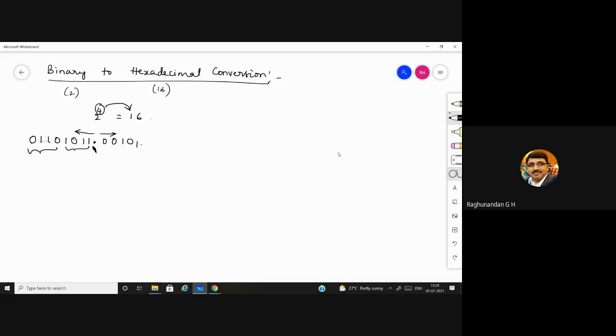Coming to this, it is going to form one group, and this is alone. It cannot form a group. So what you need to do is add 3 extra zeros, because if you add 3 zeros, then it can be made into a group. So now it is in a group.